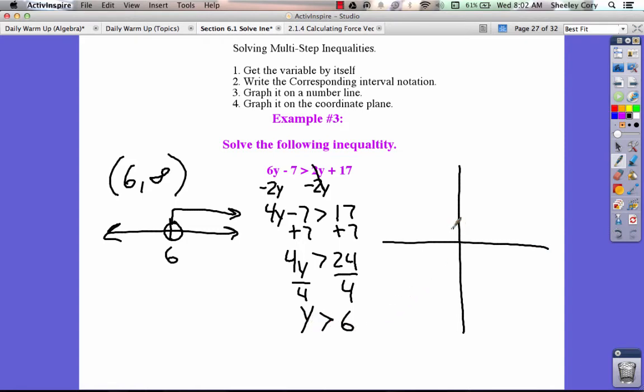So go up to 6, mark it. This is 6. We've got a dashed line at 6, horizontal. And y is greater than 6, so we're going to shade above, where the solutions are, bigger than 6.